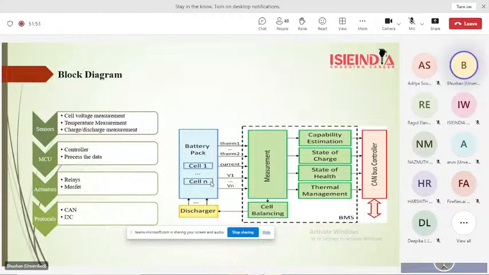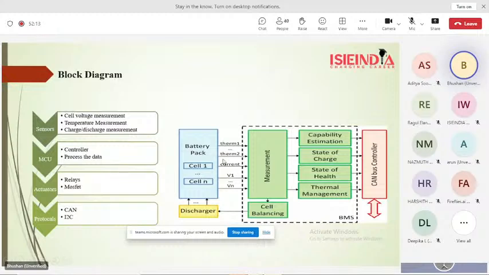That is 100% pure, and 100% of the signal will be received from the data. So this is the block diagram. You see the battery pack, where 18 cells are connected in series, or any n number of cells are connected in series.